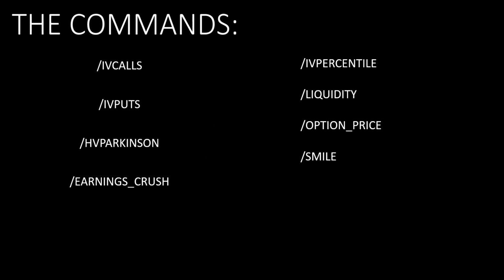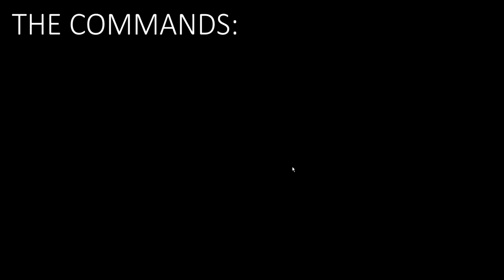So the commands we have to use, I'm leaving out the IV rate for now. I will talk about that one separately, later on, when I get the additional IV mean or IV average command put in. But for now, we have /IV calls, /IV puts, /HV Parkinson, which is the historic volatility. Be sure not to get this one confused, because historic volatility is not the same as implied volatility. Then we have /earnings crush, /IV percentile, /liquidity, /option_price, and then /smile. We're going to go through these real quick.